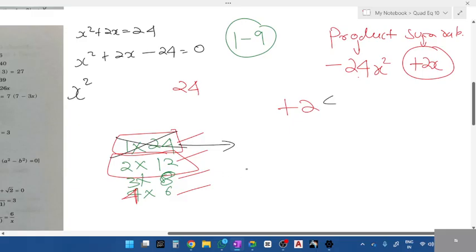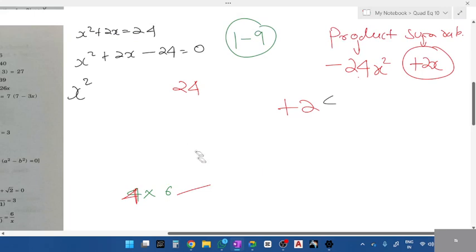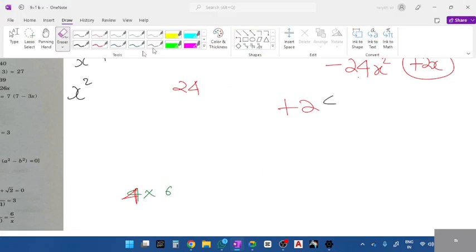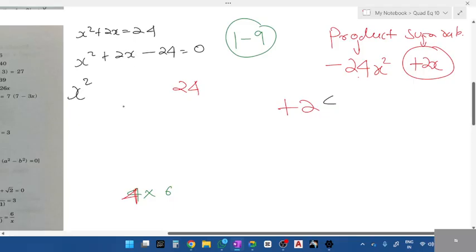Take 3 and 4. When you add, what do you get? 3 and 4, you get 11. When you subtract, what do we get? 5. So it's of no use. There's only one last pair left, 4 and 6. Do you add or subtract to get 2? When you add or subtract, which one gives 2?